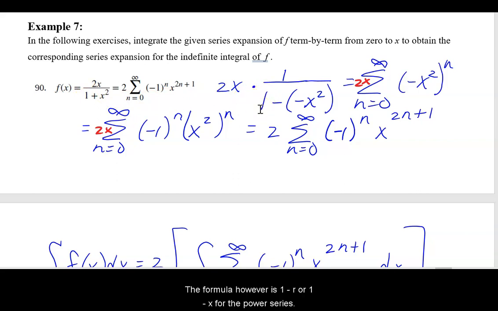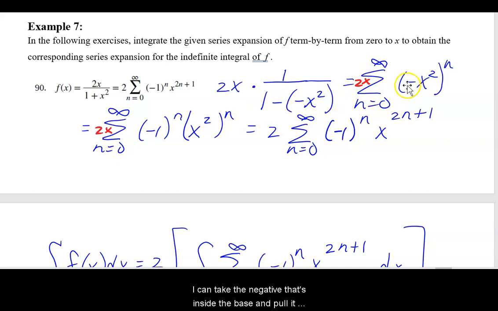The formula, however, is 1 minus r, or 1 minus x for the power series. That means I need to rewrite the plus as a double negative. The first negative is the subtraction, but the second negative becomes a part of the base being raised to the exponent n inside the power series. This means that negative x squared becomes the base of the power series. Don't forget when you're done to write the coefficient 2x as a coefficient of the power series as well.